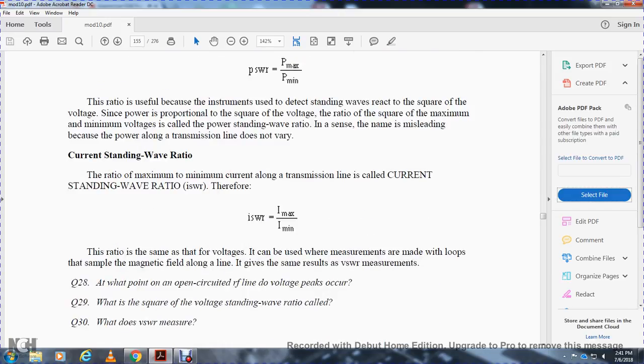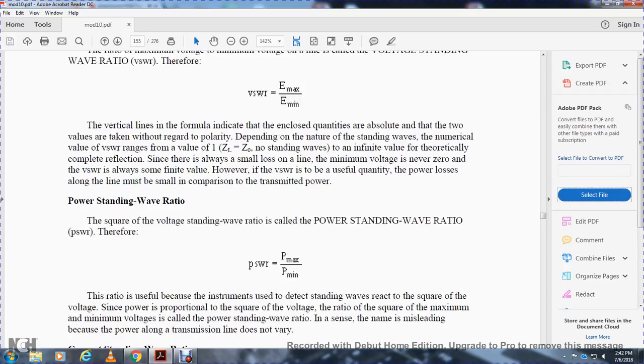Current standing wave ratio. The ratio of the maximum to minimum current along the transmission line is called the current standing wave ratio, or ISWR. Current standing wave ratio is equal to the amps max over the amps minimum. The ratio is the same as that of the voltage, where the measurements are made with loops in the same magnetic field along the line. You get the same result as the voltage standing wave ratio measurements.